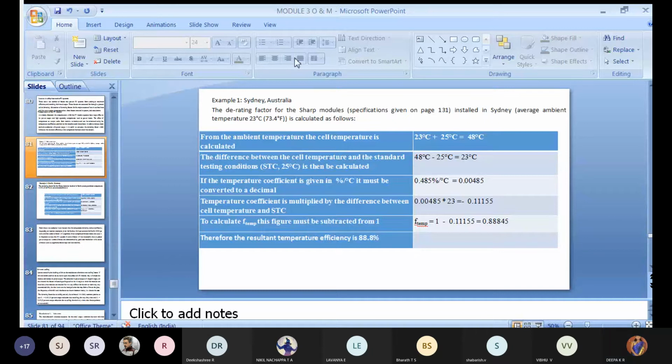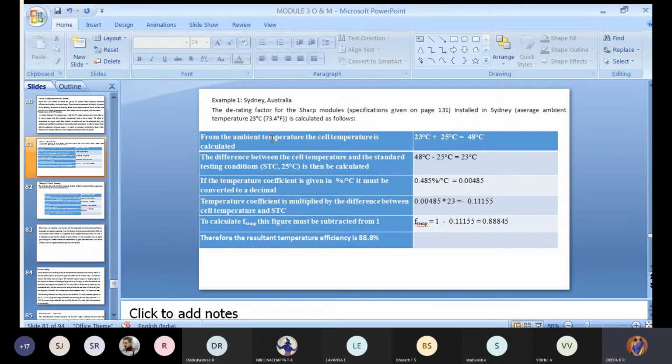One is Sydney, Australia, where they have taken the example of the derating factor for Sharp modules installed in Sydney, where the average ambient temperature is 23 degrees Celsius. So how are they going to do the calculation? Here you are getting 23 degrees Celsius as the average ambient temperature. That is nothing but 73.4 degrees Fahrenheit, the actual temperature at that place, and this is your ambient temperature. As per the calculation, you are going to get 23 degrees Celsius as the difference between your cell temperature and ambient temperature.